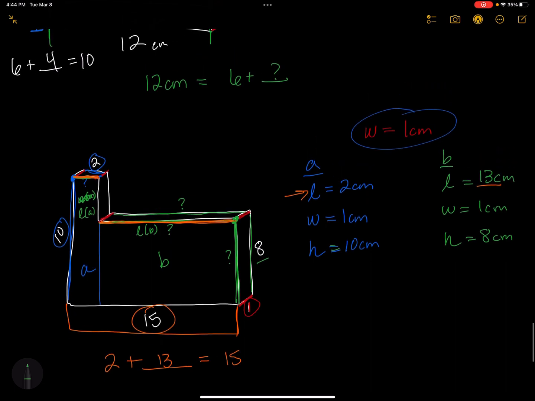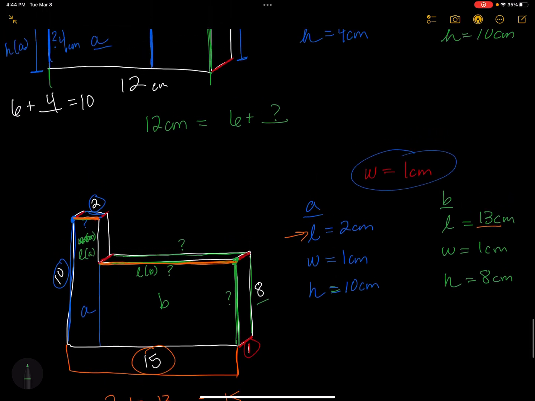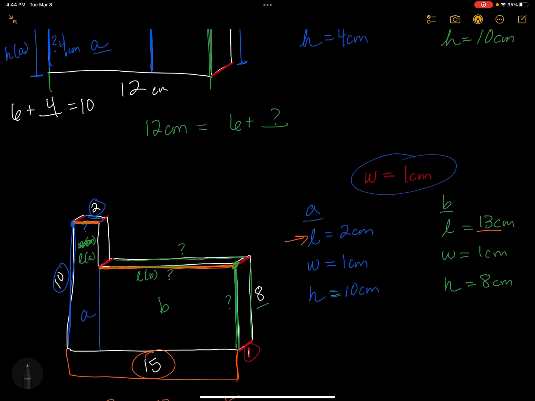So now all we have to do is multiply them and add them up. But that's the process that I want you to go through when you break apart these prisms to try to find the right length, width, and height. Because once you find the length, width, and height, it's easy to multiply them, and then you add them together and you got it. Wonderful.